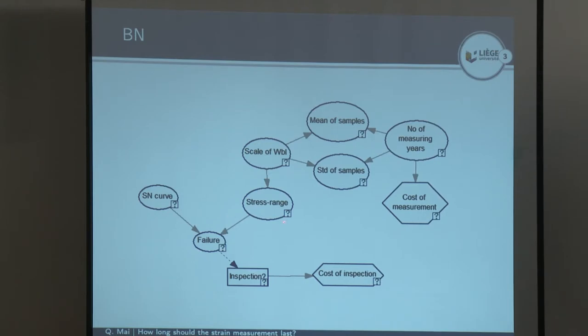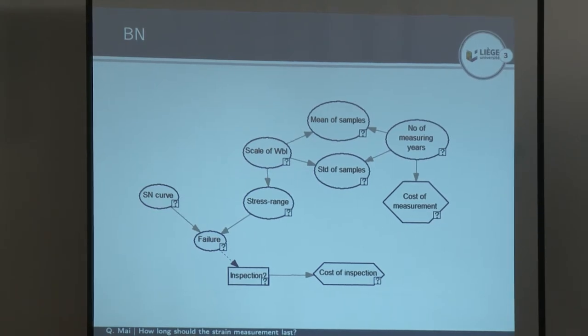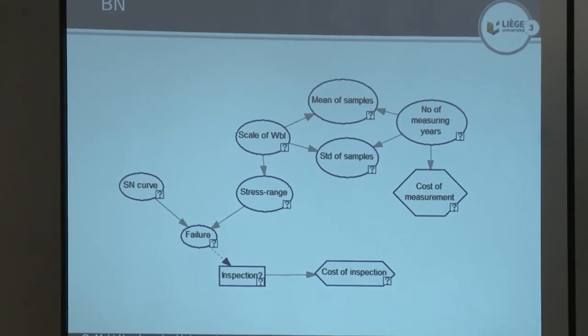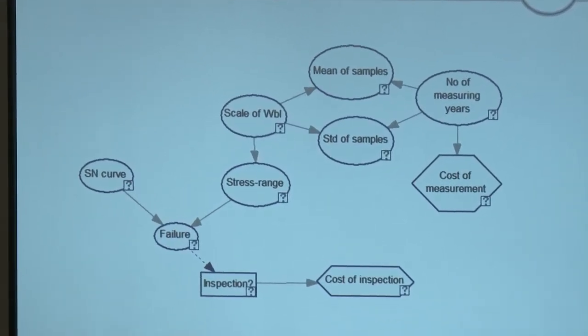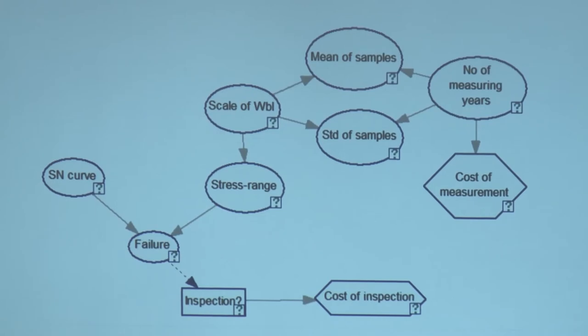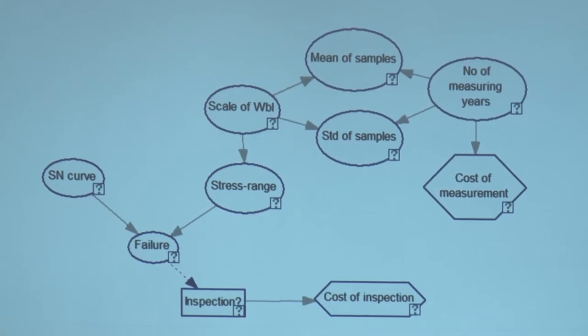So we have stress range, we have the uncertainty in the S-N curve, we can calculate failure probability at the end of the service life to see whether we need to do inspection or not. And then we have the cost of inspection. We need to send a diver there to go down to see the location. And for the stress range distribution, we have this uncertainty in the scale of the distribution.